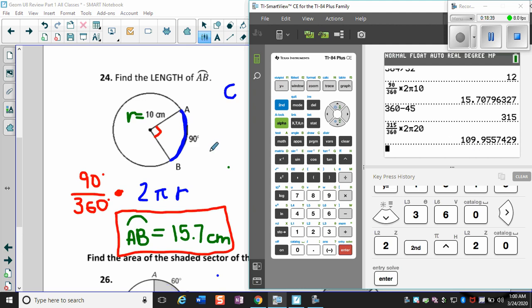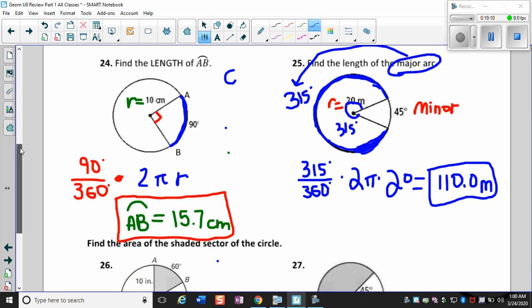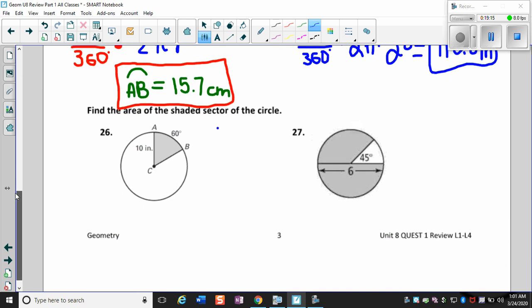Your final answer here, rounding off to the nearest tenth, is going to be 110.0, and then the units that were in the radius were meters. So therefore, the length of the major arc in problem 25 is 110.0 meters, rounded off to the nearest tenth. Okay, how are you doing? Not too difficult, huh? All right.